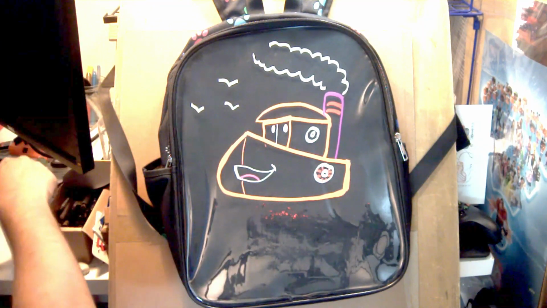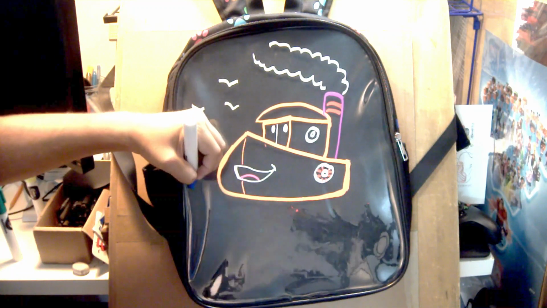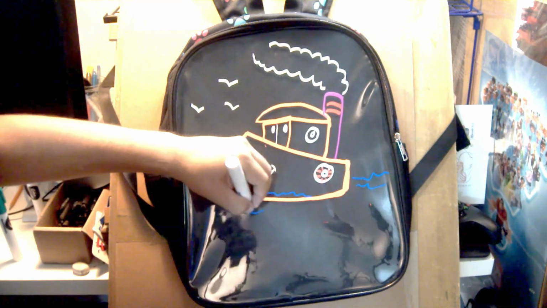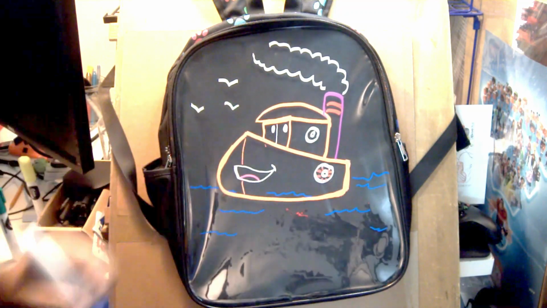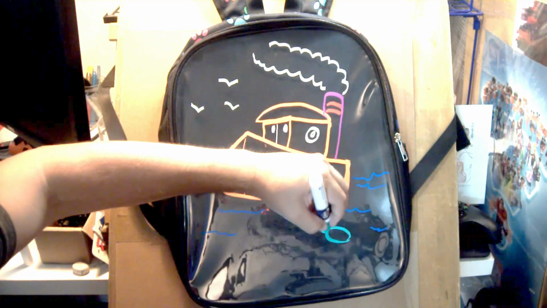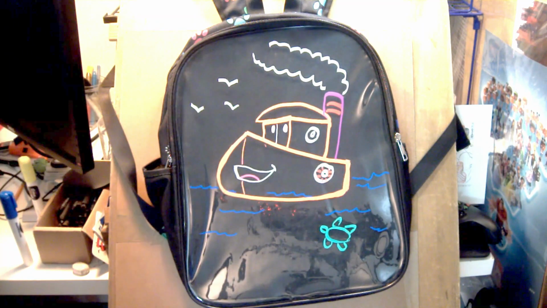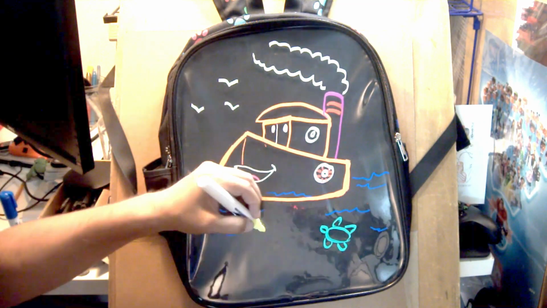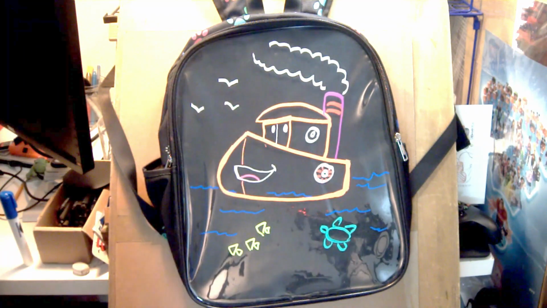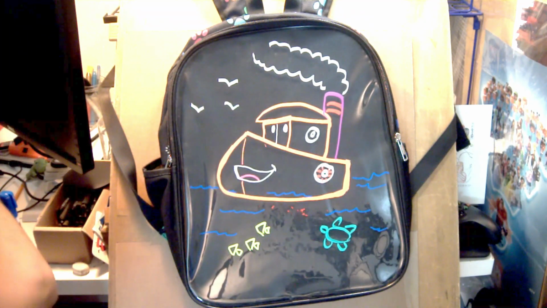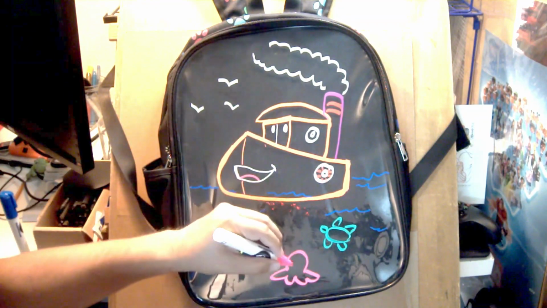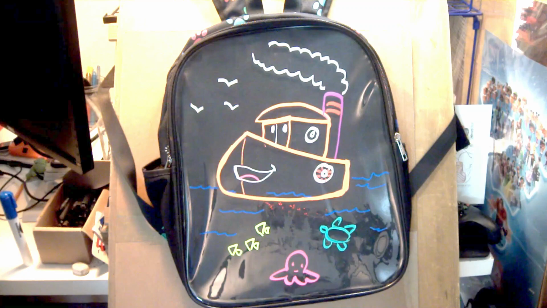And put some seagulls there. And we're going to go ahead and make the water, make the waves right there. It's pretty cool. And I'm going to draw some sea animals. We're going to draw a sea turtle. I'm going to draw some fish. You can draw whatever you want: sharks, whales, dolphins. But I'm going to draw an octopus. A smiley octopus. There we go.